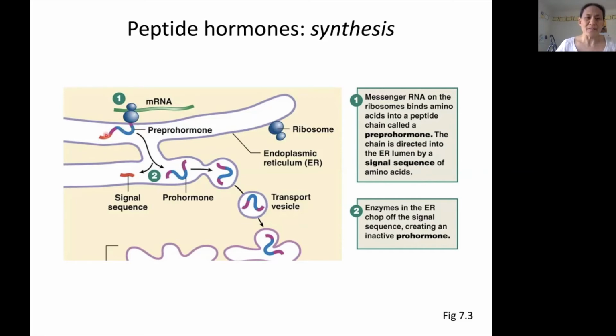After that happens, we no longer need the signal sequence, right? The signal sequence had the sole purpose of directing the ribosome to the ER, okay? So we're going to cut off the signal sequence right here, okay?